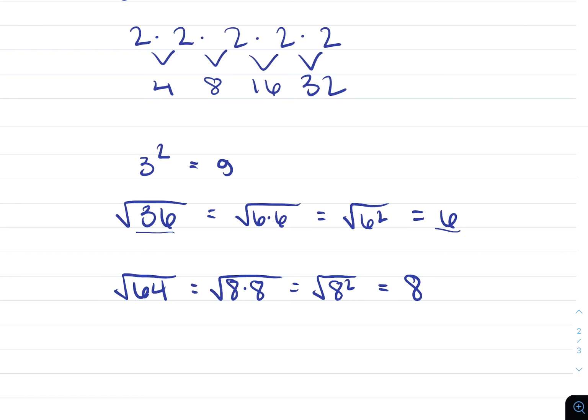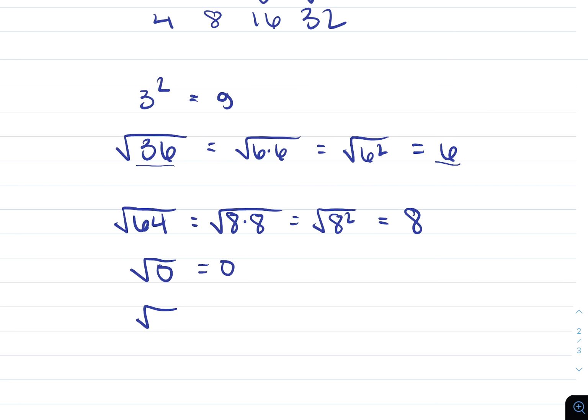So what happens if you see 0 inside of a square root? Well, that's just going to be 0. So what happens if we see 1 inside of a square root? Well, let's think about that. 1 times 1, 1 squared still equals 1. So the square root of 1 is 1. 1 times 1 equals 1. So that is a fun little exception.